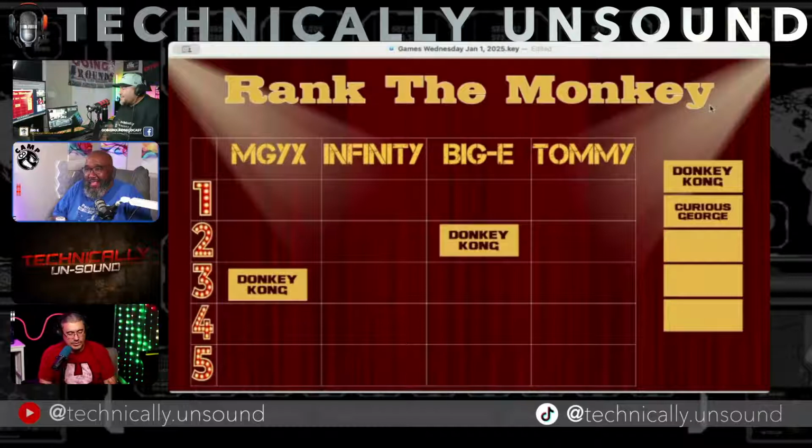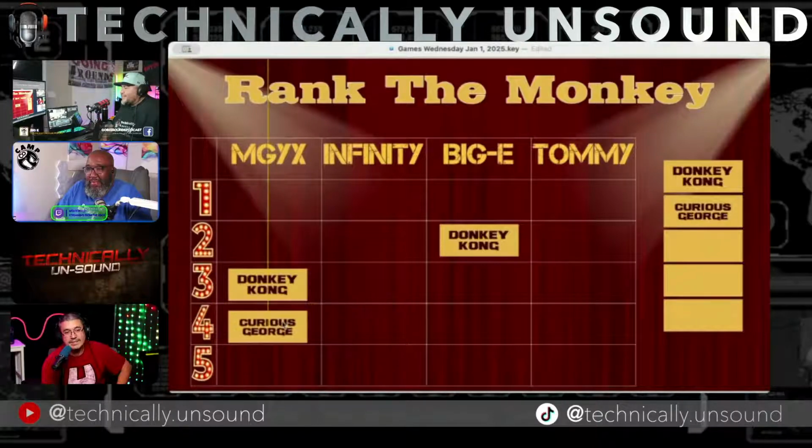Curious George. What the fuck? He's a monkey. No, I'll put Curious George at 3. He was one of my favorites when I was a kid. Yeah, see?